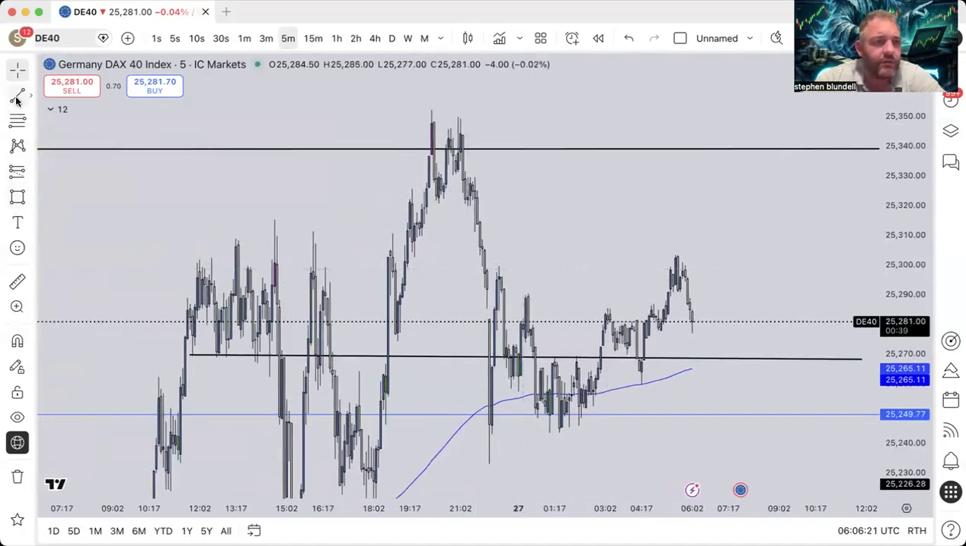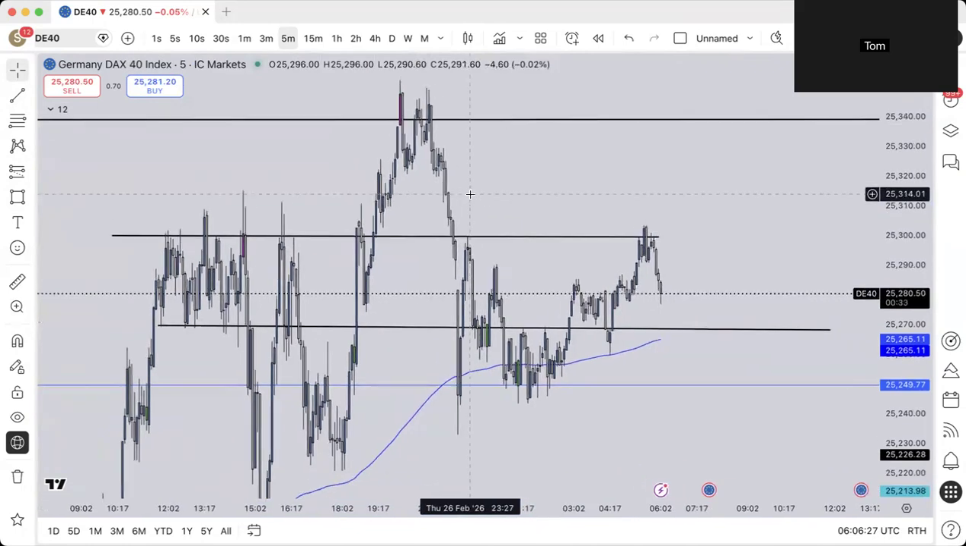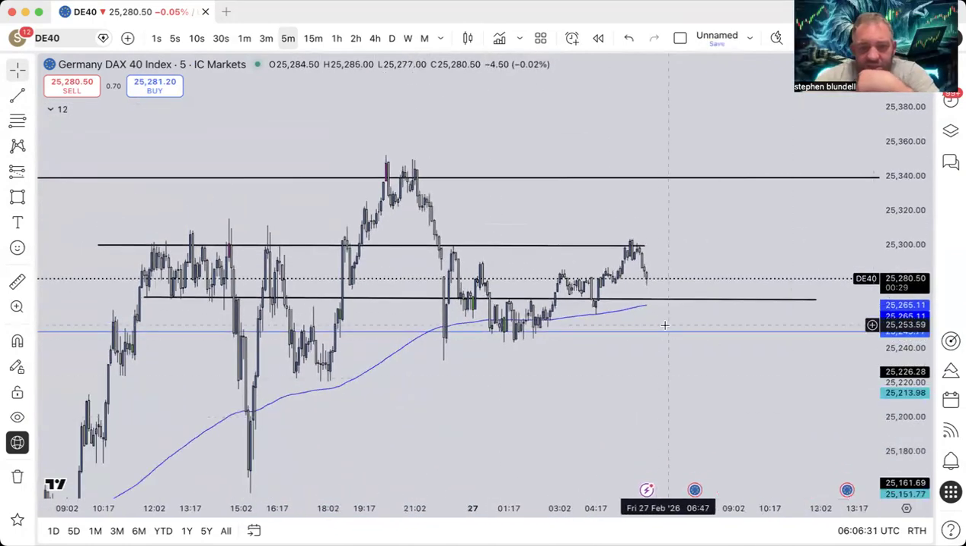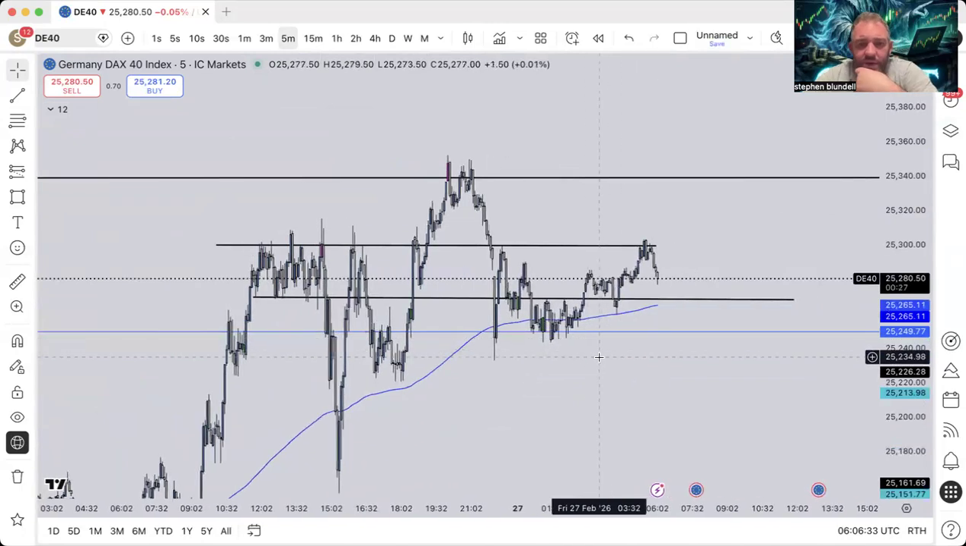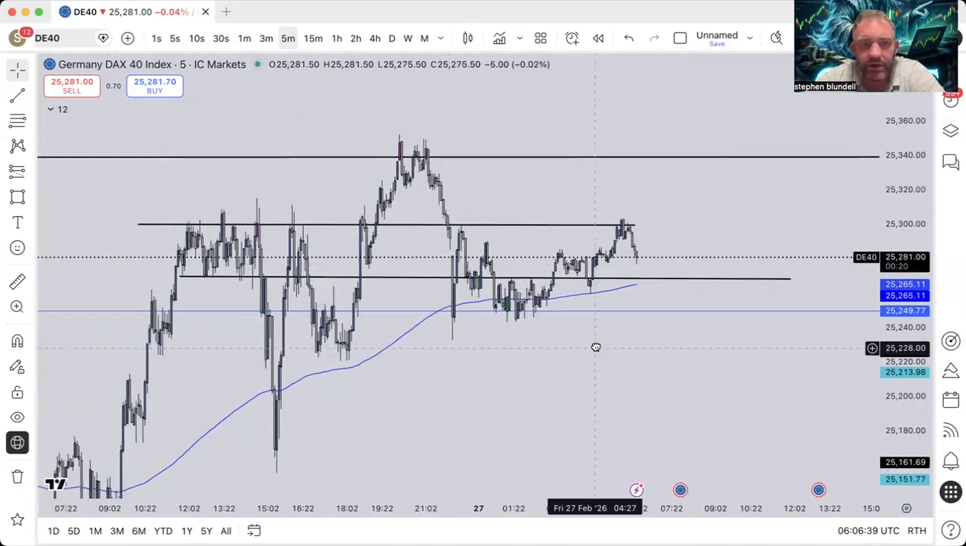There's another key level there. So if I was to draw that across there. So it's just so rangy right now. That's what's making it quite hard to trade, in my opinion.